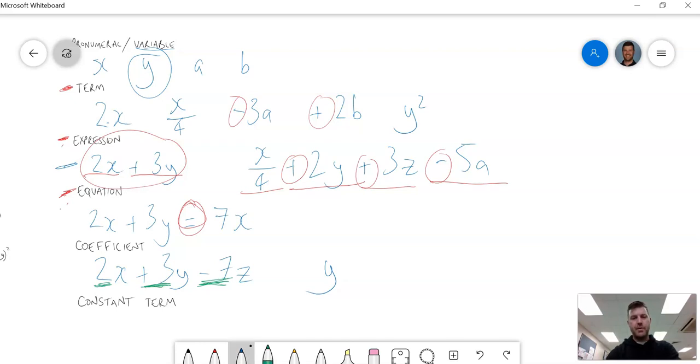Okay, algebraically we'd leave out a 1. So it's 1 times y, but in algebra, we'll just leave off that 1. We'll just write it as y. Try and simplify it as much as possible.